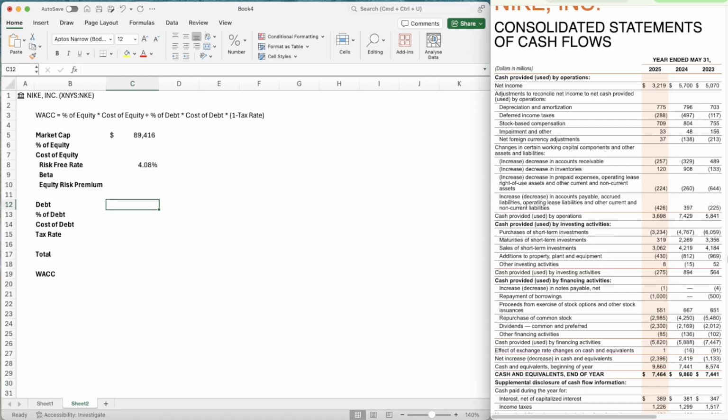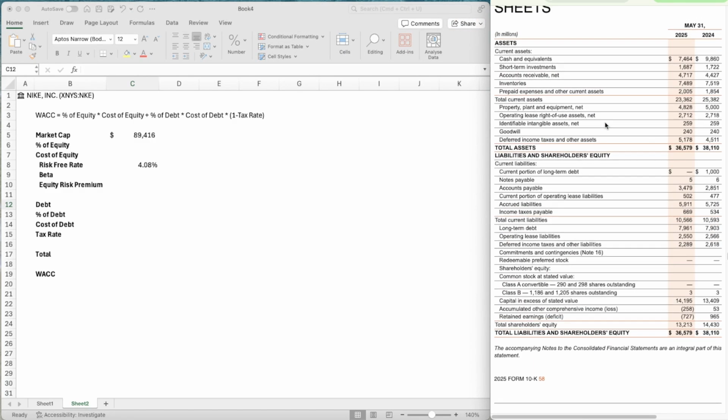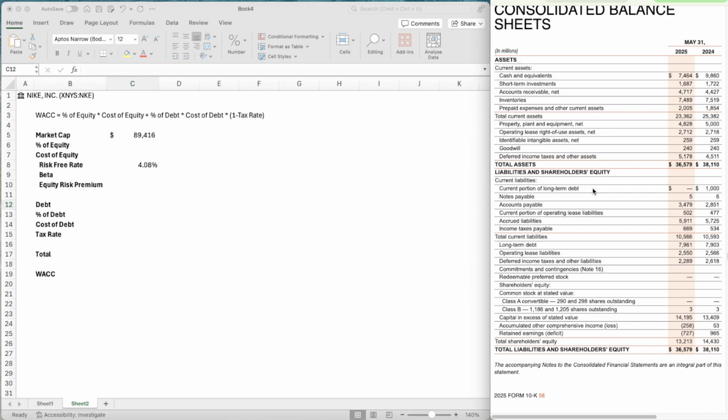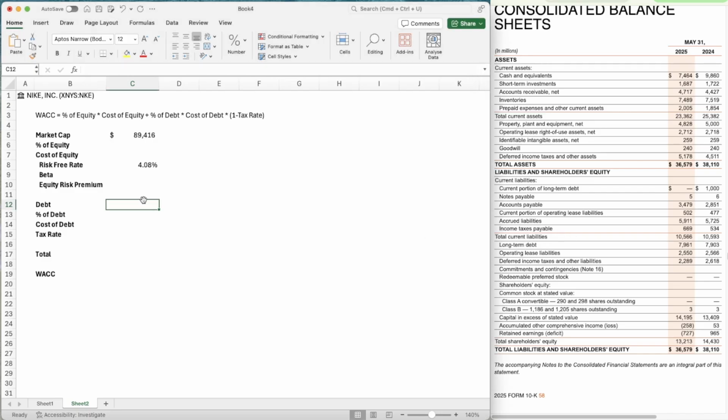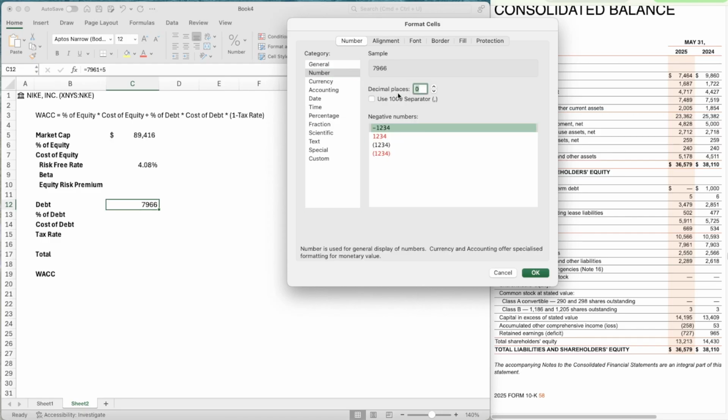The debt, we go onto the balance sheet. Nike currently has, we'll go notes payable, but it doesn't have any short-term debt. But long-term debt, it's got nearly $8 billion. So we go equals 7,961 plus 5. That gives us the debt for the company. So this is a majority equity company.